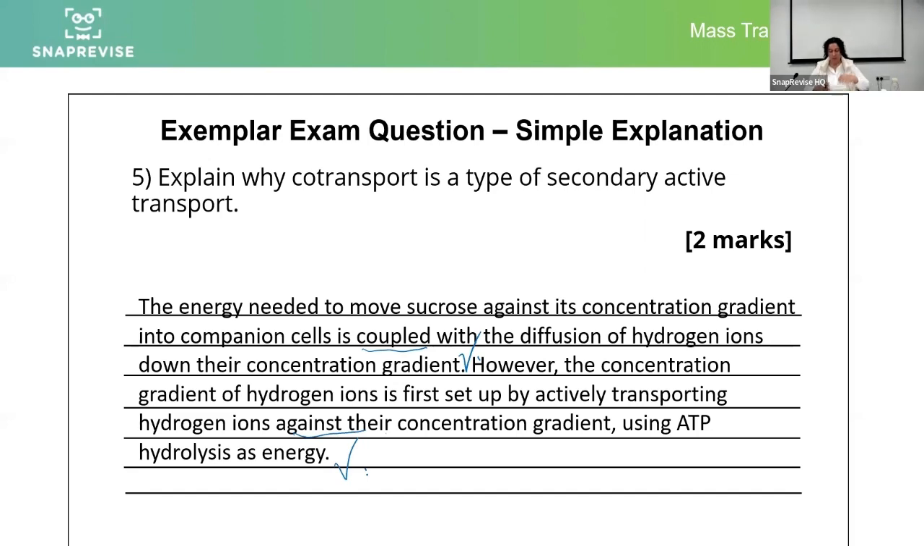So basically, I'm explaining all terms. Secondary active transport. Why active transport? Because ATP is needed to set up the hydrogen ion concentration gradient in the first place. Why secondary? Because one concentration gradient is coupled with the transport of the other molecule. Okay.